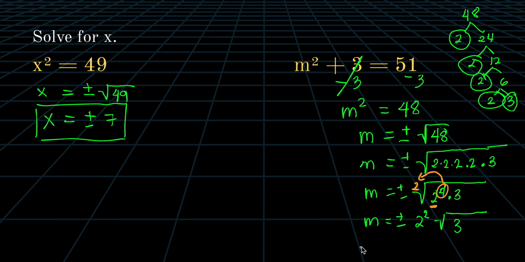Okay? And our final answer would be m equals plus or minus. We simplify 2 squared. That is 4. 4 square root of 3. And that should be our final solution. It can be positive or negative 4 square root of 3.